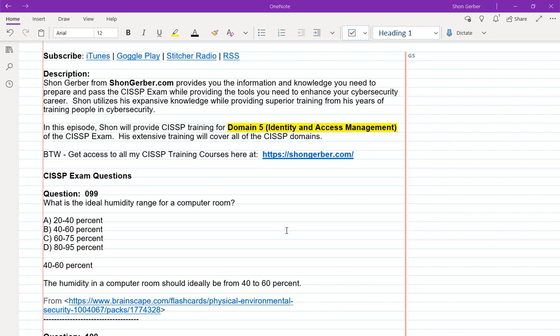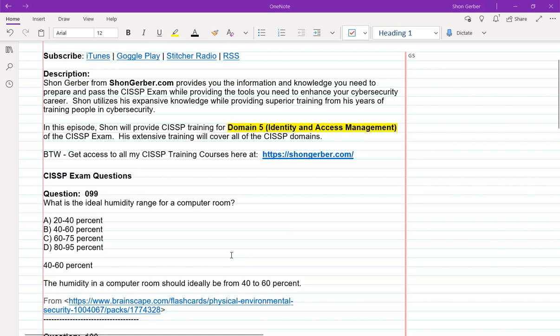If you don't know, understand that if you've got too little moisture in the air, what happens? You get static electricity. If you get too much, what do you get? You get rain. So you want to think about that. Static electricity and rain are both bad for computer rooms. So what is the ideal humidity range for a computer room?